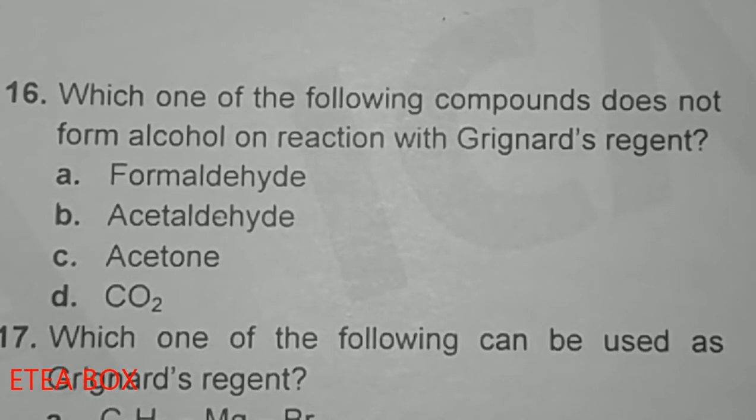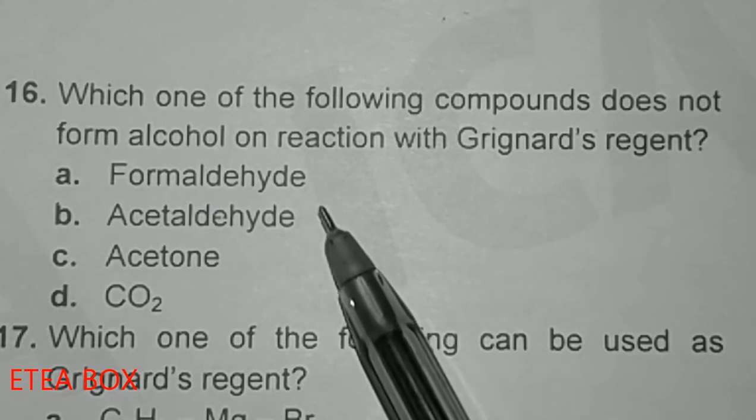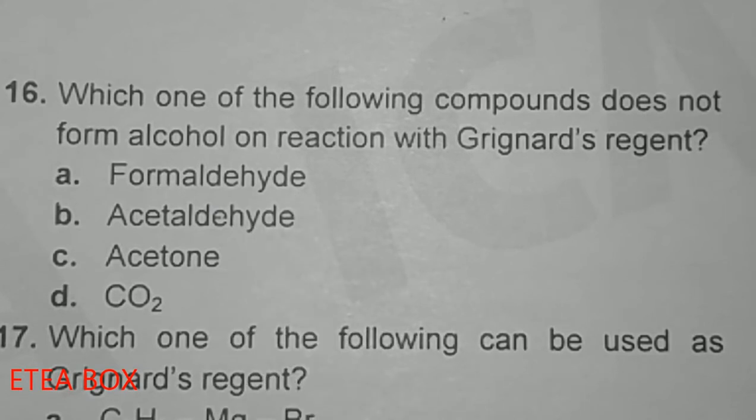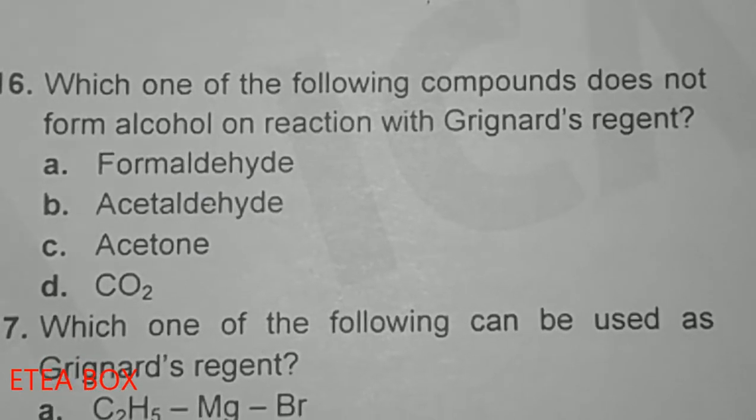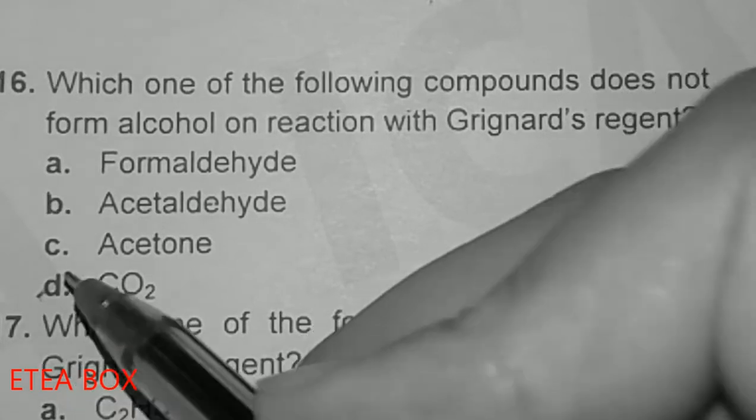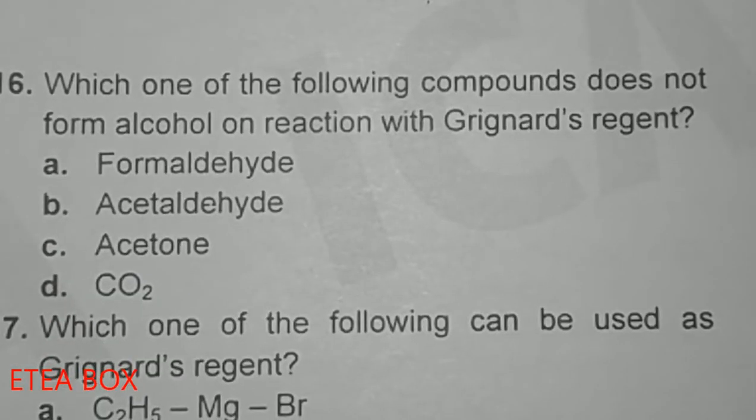Which one of the following compounds does not form alcohol on reaction with Grignard reagent? Here we know that formaldehyde gives the primary alcohol, acetaldehyde gives the secondary alcohol, acetone gives the tertiary alcohol, and here carbon dioxide does not give alcohol on reaction with Grignard reagent. Carbon dioxide gives the carboxylic acid, so option D is correct here.